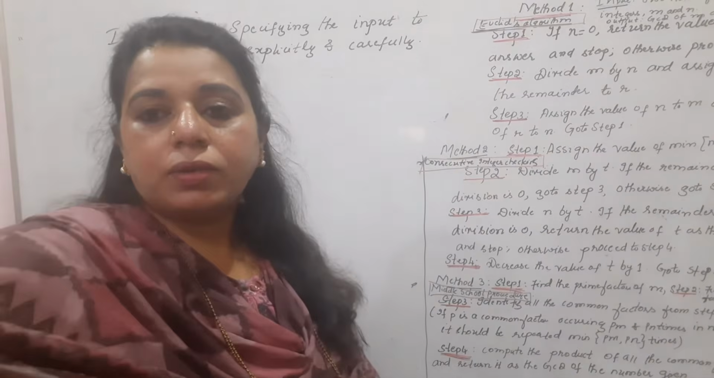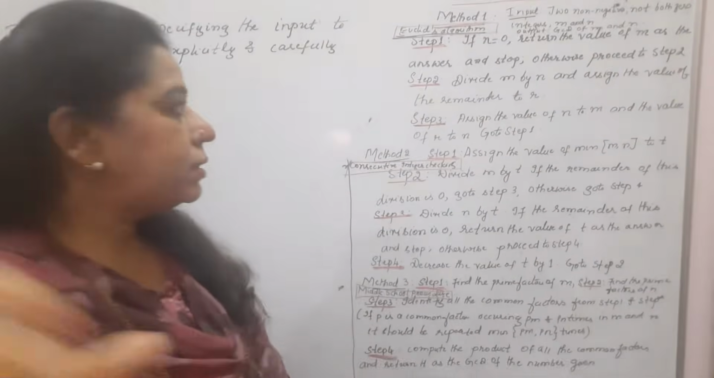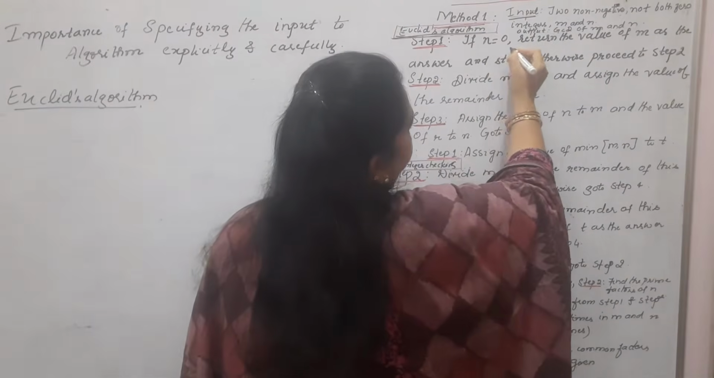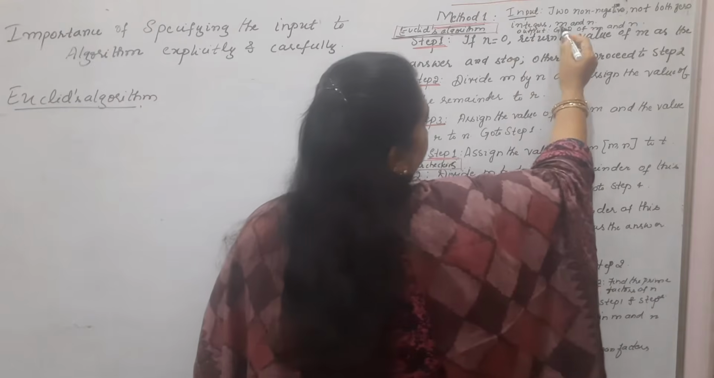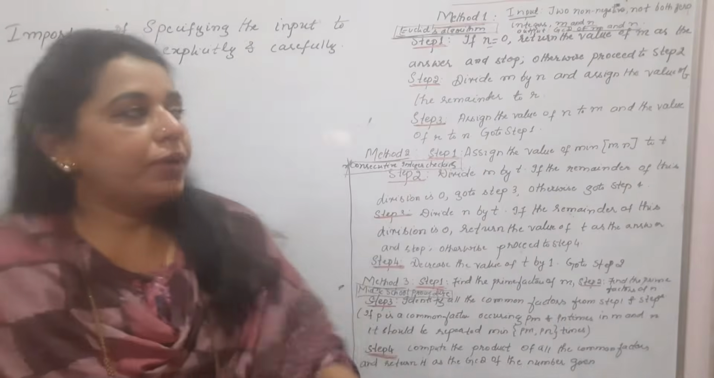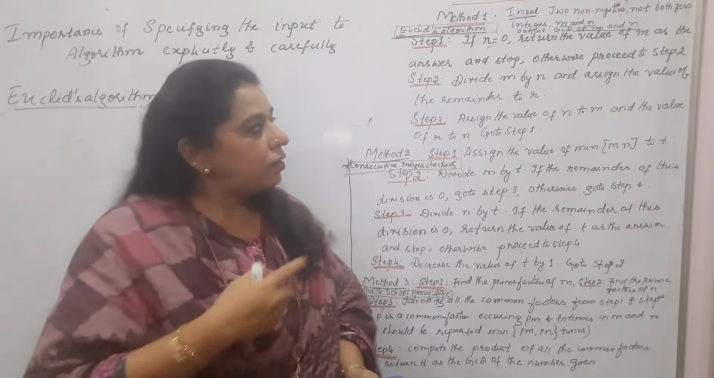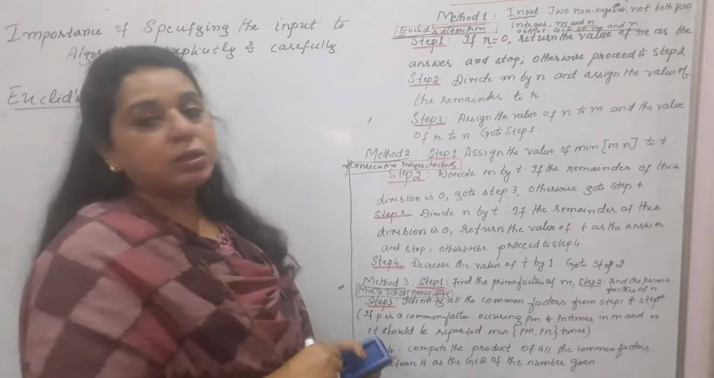Let me first read out the steps for the algorithm, then I'll explain with an example. The first method, Euclid's algorithm. The input is two non-negative, not both zero integers. You have to take m and n, and the output is the GCD of m and n. Step 1 is, if n equals 0, return the value of m as the answer and stop. Otherwise, proceed to step 2.